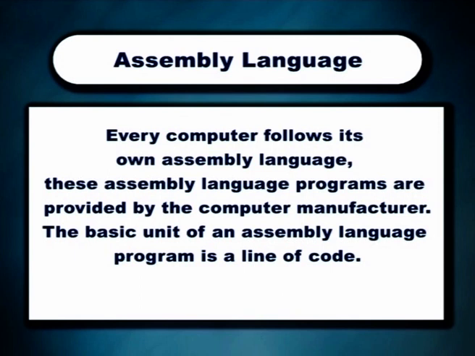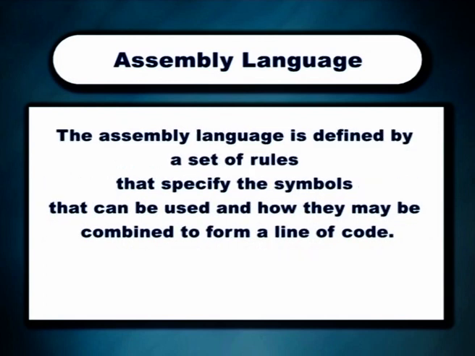The basic unit of an assembly language program is a line of code. The assembly language is defined by a set of rules that specify the symbols that can be used and how they may be combined to form a line of code. Now, we are going to discuss the rules of an assembly language for writing symbolic programs for the basic computer.